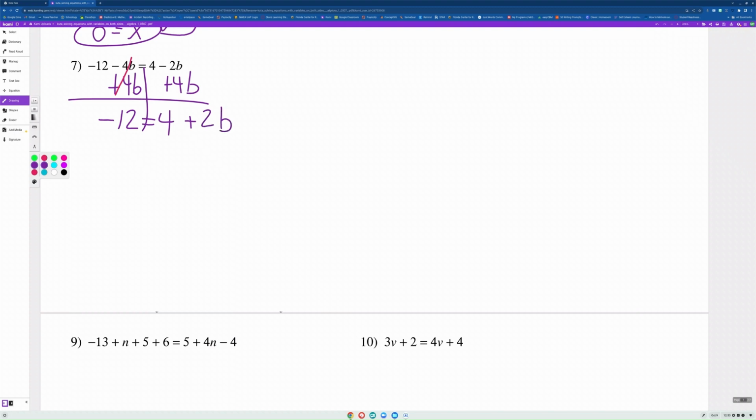All right. So now I need to get rid of this constant. I need to move it on the other side. It's a positive 4, so I'm going to do negative 4 on both sides, and I'm going to get negative 16 is equal to, canceling these out, 2b.